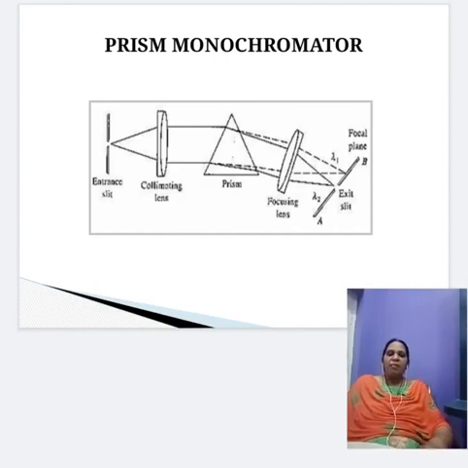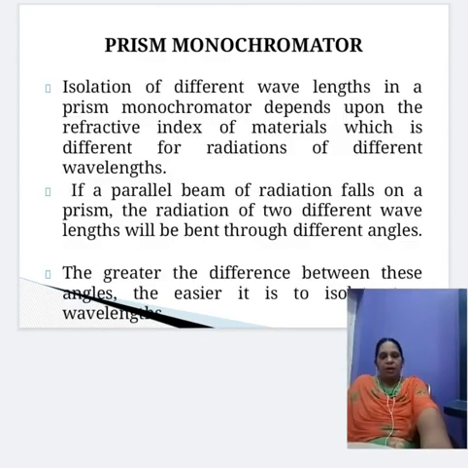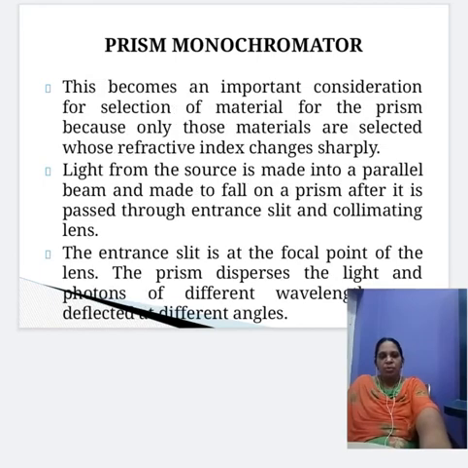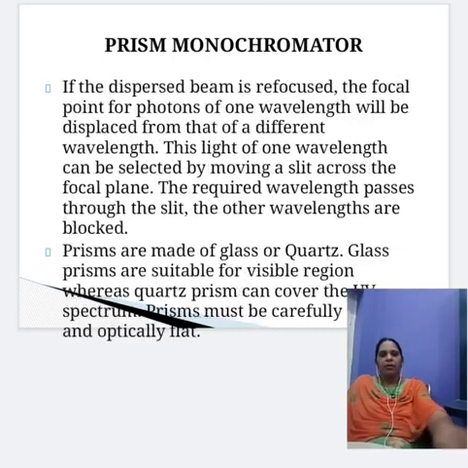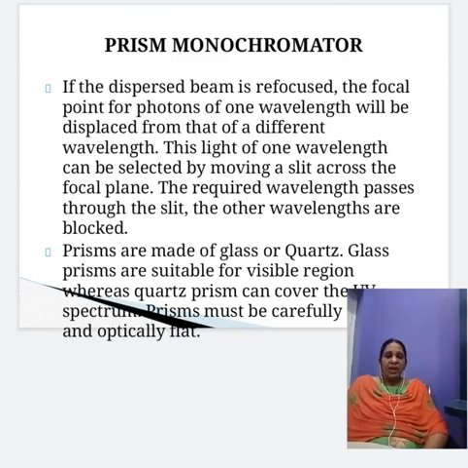The materials commonly used for making prism monochromators are glass or quartz. You use glass prisms and quartz prisms. Glass prisms are suitable for the visible region, whereas quartz prisms can cover the entire UV spectrum. Quartz prisms are used for the ultraviolet region.